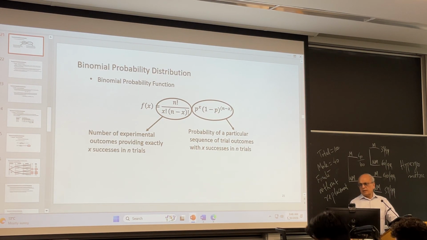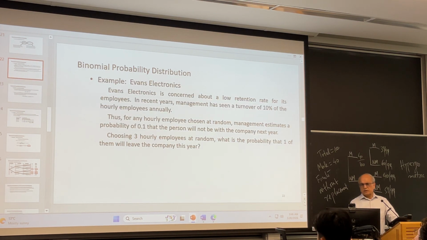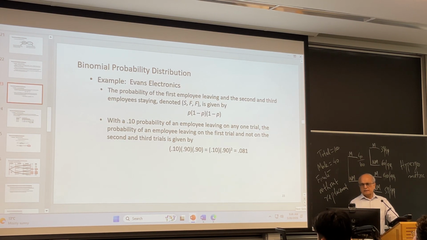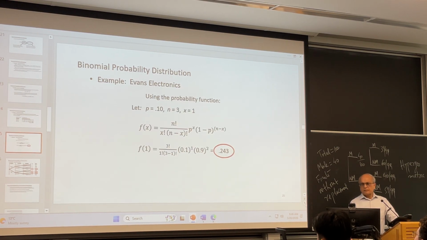Here is the formula to calculate binomial probabilities for 0, 1, 2, 3, 4, whatever number of employees. This is your sample size, this is the number of successes in the sample, and these are the number of failures. And the answer is, in how many different ways you can have 1 employee leaving the company. So that is over here, and the answer is 0.24. You guys are okay with that?